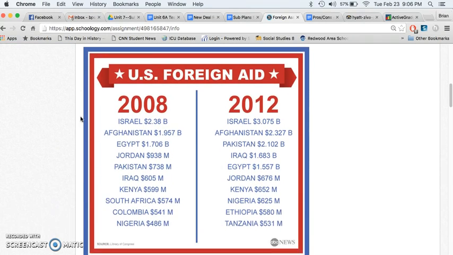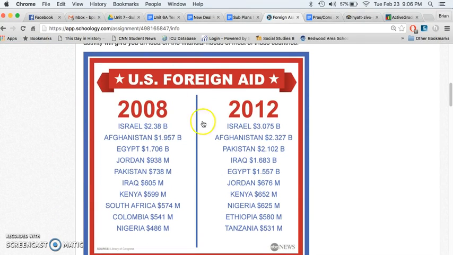To give you an idea here, I know it's a few years ago, but it's still very relevant. You can see the foreign aid that the United States has ponied up, and you can see Israel. We talked about Israel, how much money we give Israel back in our Middle East unit. But if you take out Iraq and Afghanistan, where we fought conflicts, and look at the next ones below that, Egypt, Jordan, Kenya, Nigeria, Ethiopia, Tanzania, those are all nations in our region.